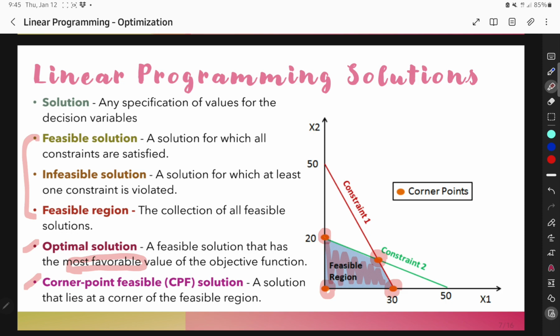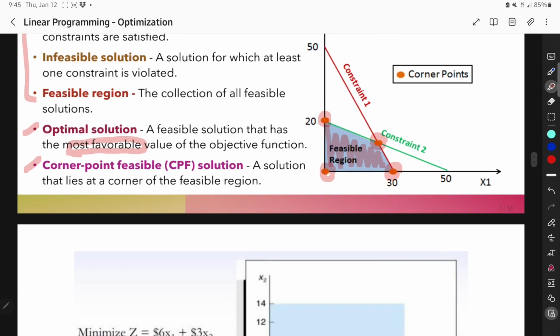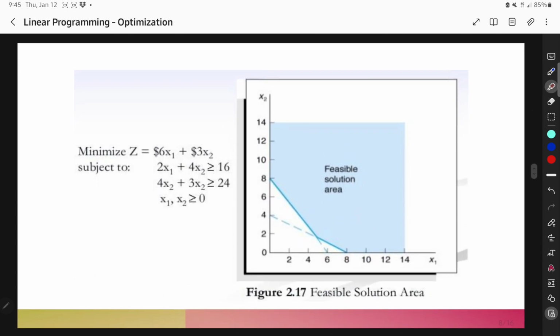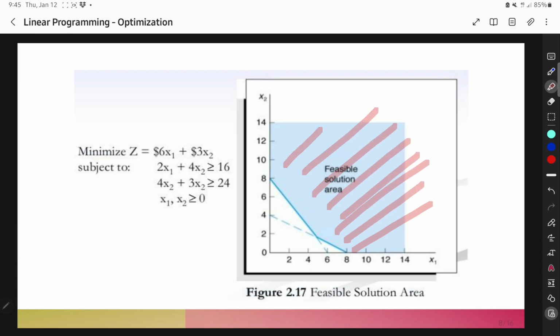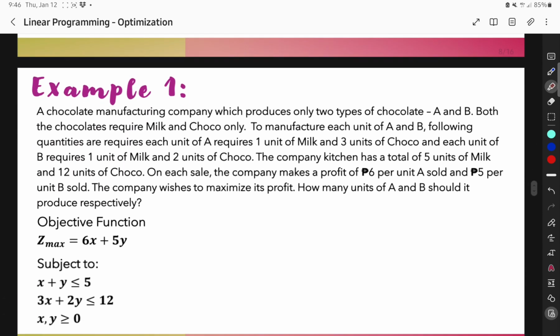Okay, so this graph is actually an example of a maximization problem. Okay, but when you have a minimization graph, usually this is how it looks. The feasible region is at the top, extending upward. Okay, so in this case, your corner points would be this point here, this here, and this point. Okay, at least you have an idea of the look when you have maximum or minimum problems.